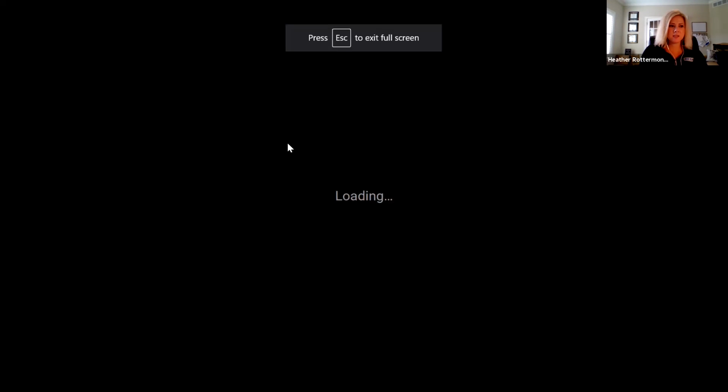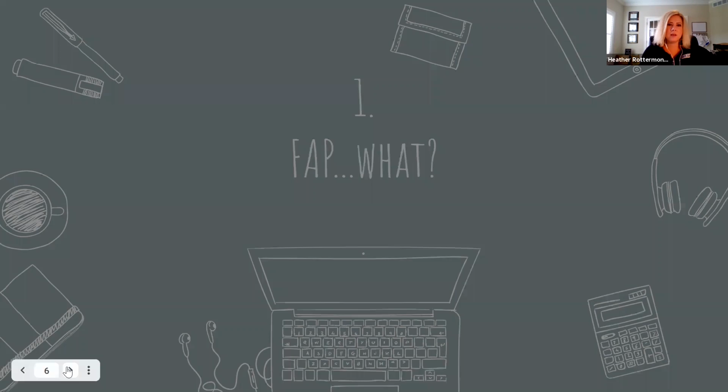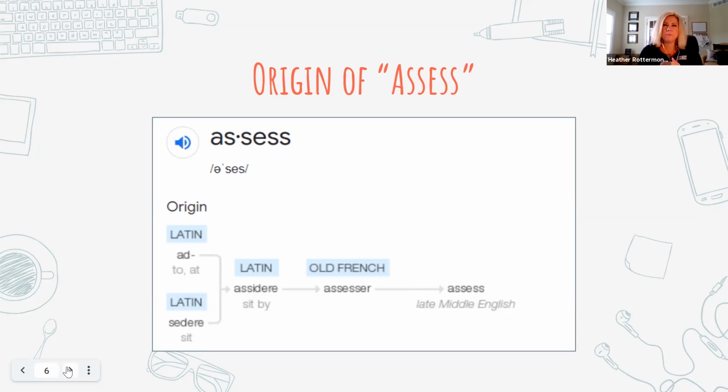All right, so we're going to get a little bit deeper with what we mean when we talk about the formative assessment process. And when I talk about assessment in general, I really like to start with the origin of the word assess. I'm kind of a word nerd in a way. I originally wanted to be a Spanish teacher, believe it or not. So I like to find out the origins of words. And when I dug a little deeper into the origin of the word assess, I found out that it's a Latin root, sedere, and it really means to sit beside.